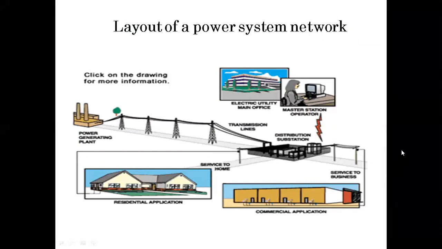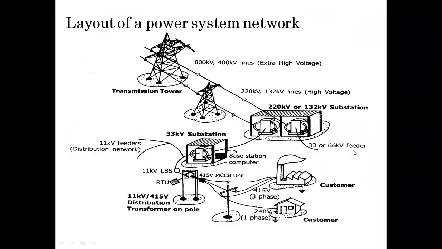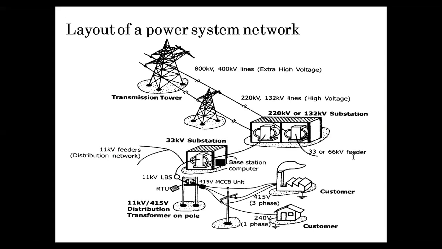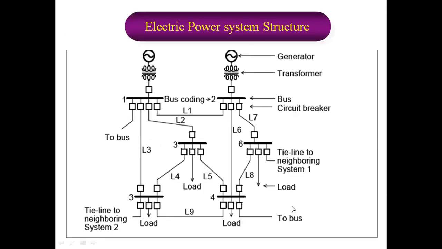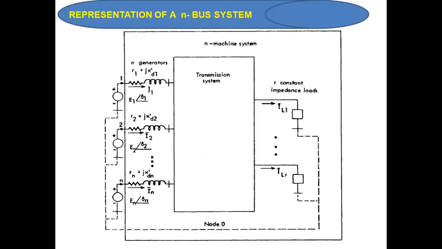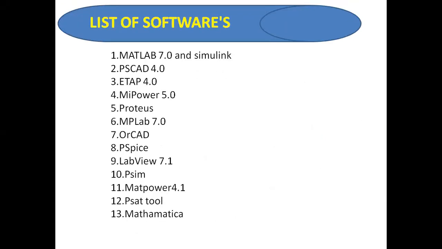This is the power system structure layout: how it is generated, and how generation, transmission, and distribution take place. You can see that layout in terms of structure, the voltage levels and the current levels of the various substations. This becomes the single line diagram representation of the network, the complete representation of the power system network.